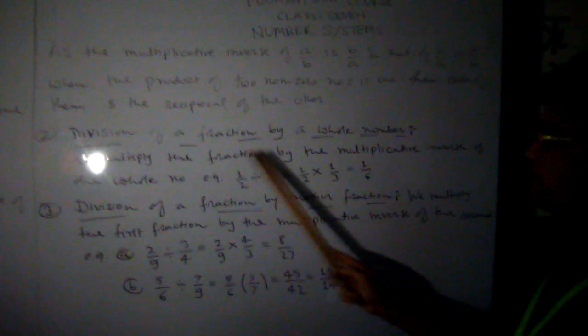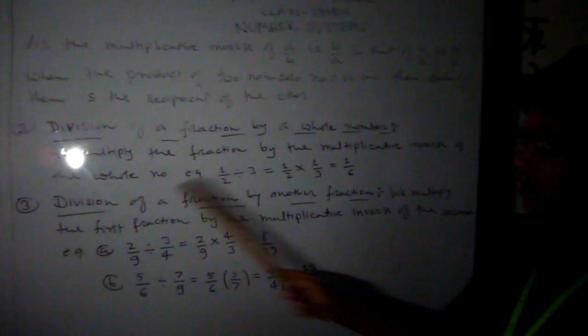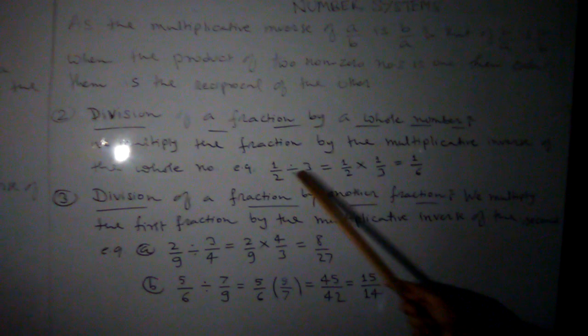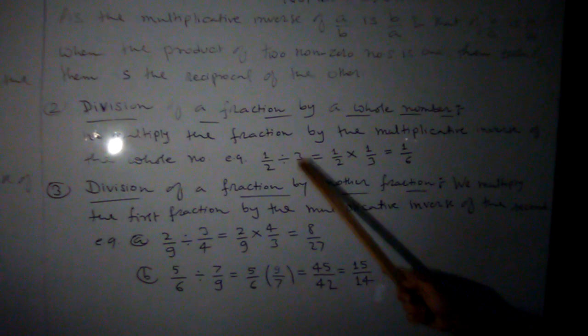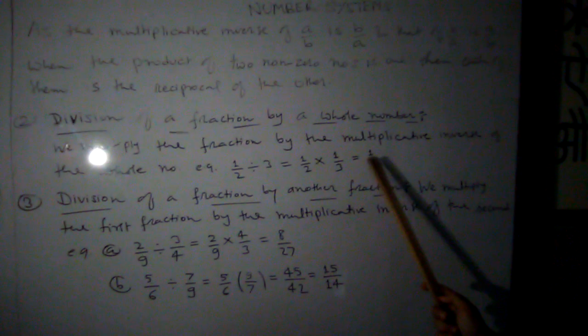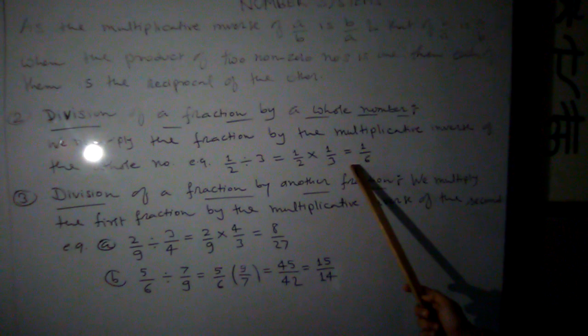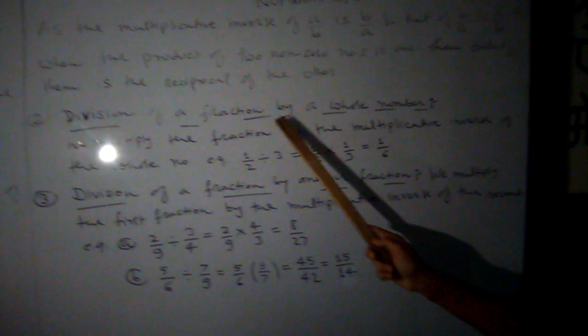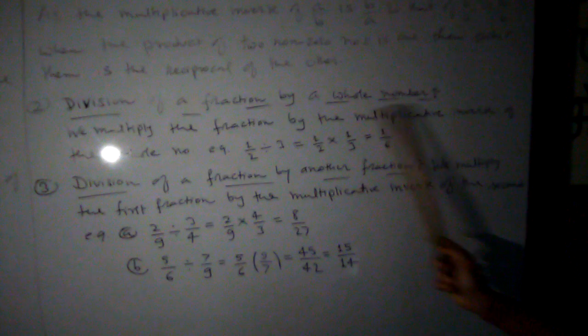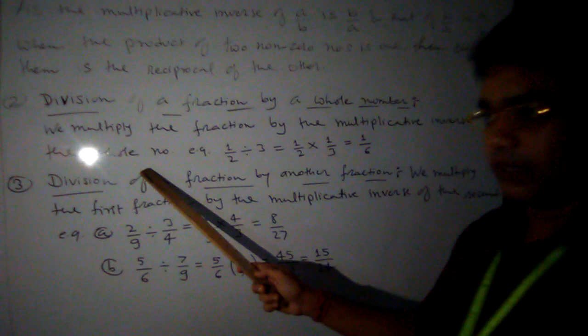Now division of a fraction by a whole number. We multiply the fraction by the multiplicative inverse of the whole number. For example, here we are dividing a fraction by a whole number. So this division will get replaced by multiplication and the whole number will get replaced by its multiplicative inverse. Finally, it will simplify to 1/6. I repeat, division of a fraction by a whole number: we multiply the fraction by the multiplicative inverse of the whole number.